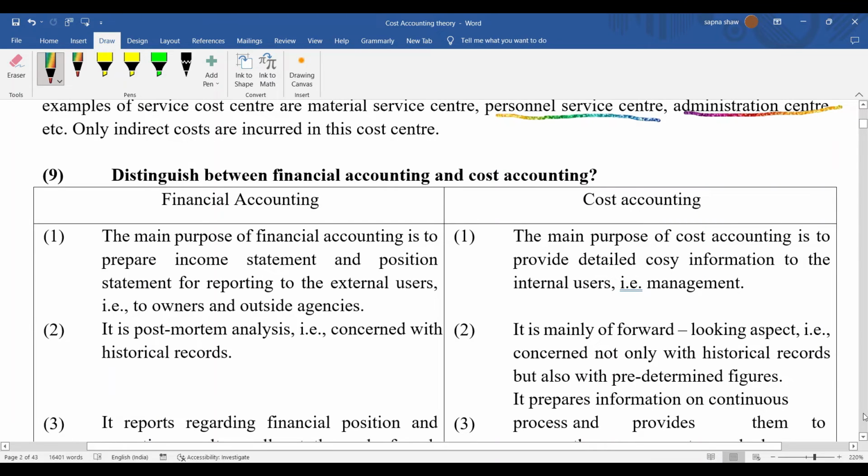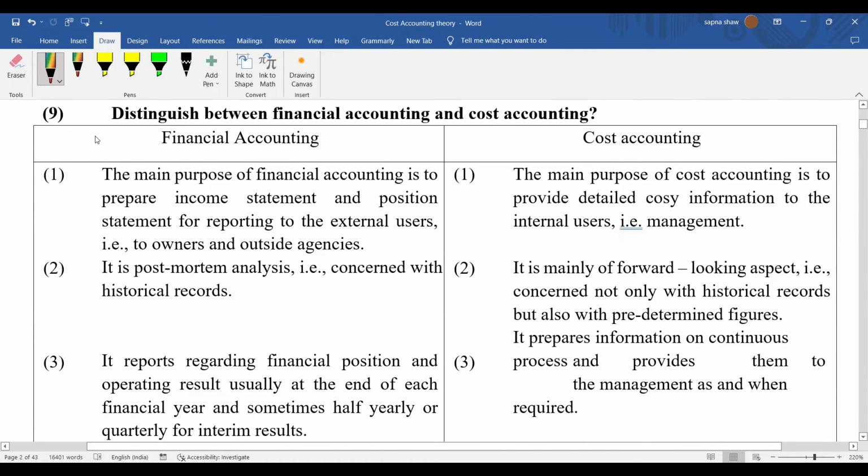Now the next thing is quite important. It is important from the viewpoint of your examination. Last year I saw that this question came for 5 marks: the difference between financial accounting and cost accounting, and it was of 5 marks. So before explaining the difference between these two, firstly I would like to explain what exactly financial accounting is.